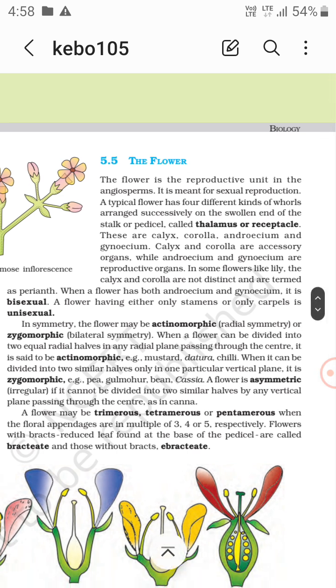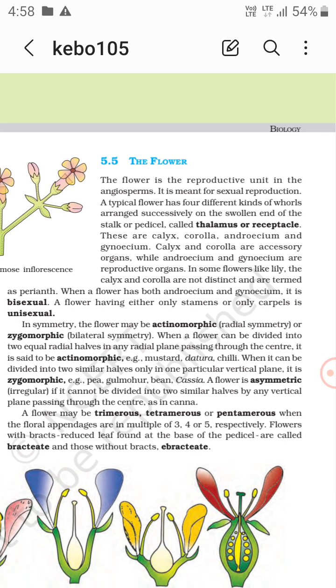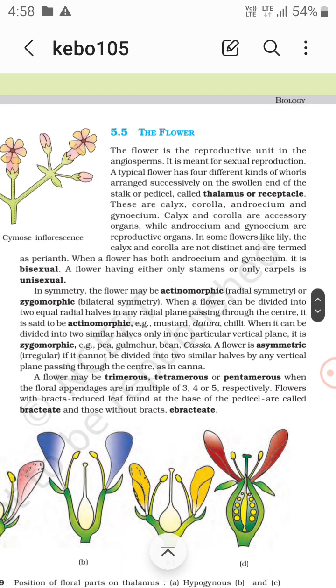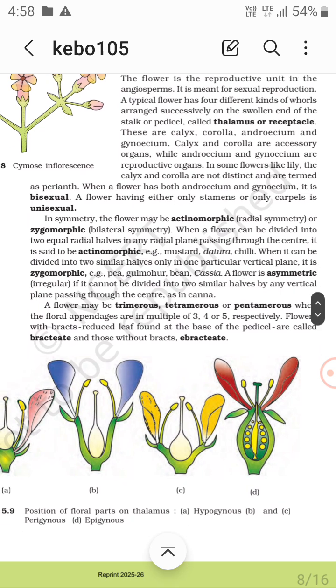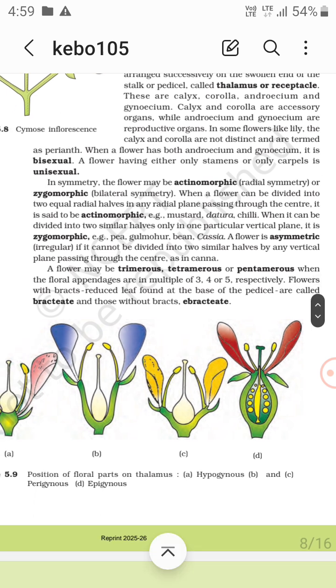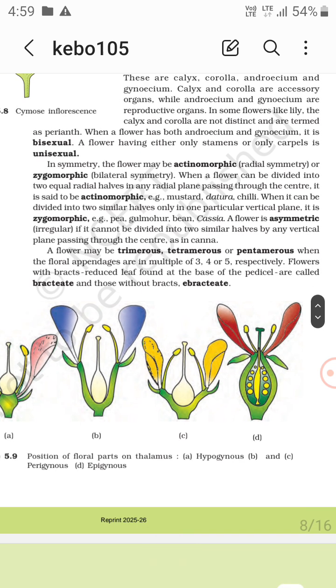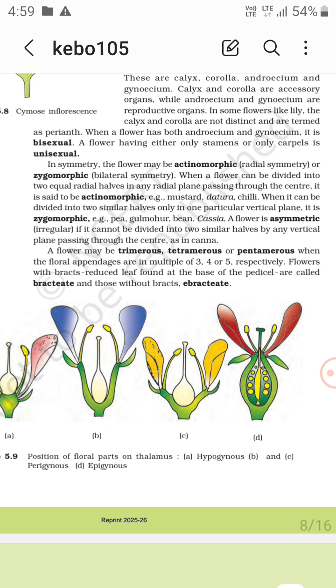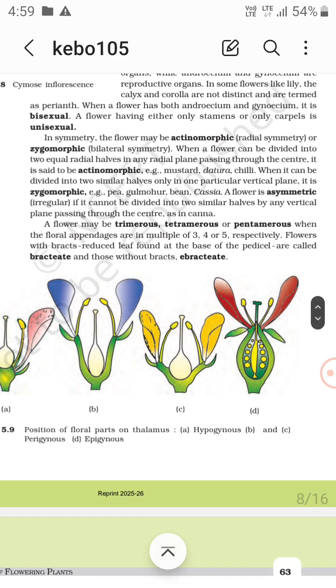Okay, so in lily, the calyx and corolla are not distinct and are termed as perianth. So bisexual, unisexual flowers: when both androecium and gynoecium are within a flower, it is bisexual; if either only stamen or only carpel is present, it is unisexual. Then symmetry: actinomorphic, that is radial symmetry; zygomorphic, bilateral symmetry; and asymmetric, that is irregular. So actinomorphic: mustard, datura, chili; zygomorphic: pea, bean, cassia, gulmohar; and asymmetric: canna.